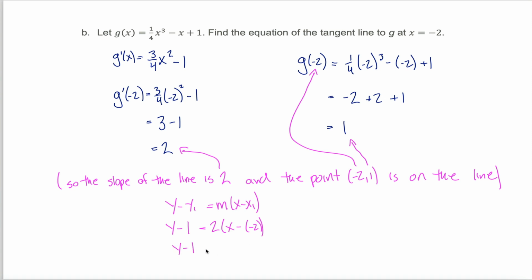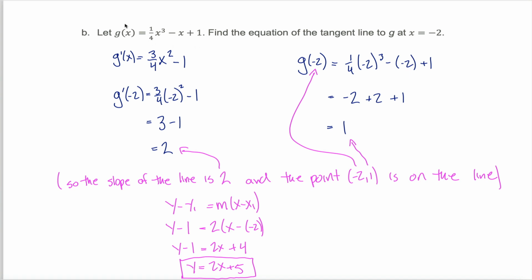Simplifying things a little bit, y minus 1 equals 2x plus 4, because when I'm subtracting a negative, I'm adding 2, and this 2 times this 2 gives me this 4. Now I add 1 to both sides to get y equals 2x plus 5. This is the equation in slope-intercept form of the line tangent to this graph at this point.